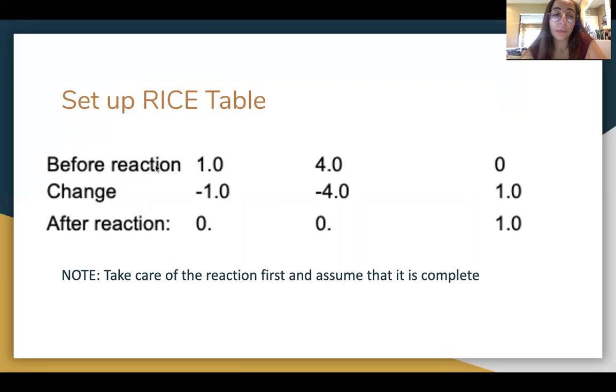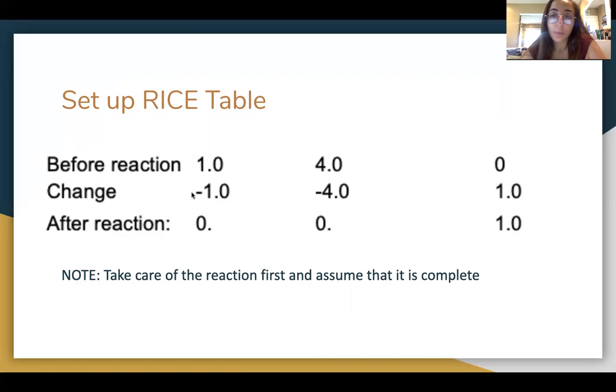So we have the ICE table: the before, the change, and the after. I said here, take care of the reaction first and assume that it is a complete reaction. So you have 1 mole, 4, and then 0. You subtract 1 and 4, and then you add the 1 here, and you get 0, 0, and 1, and that's a complete reaction. The reason we have 1 here and not 4 is because we have a limiting reagent.